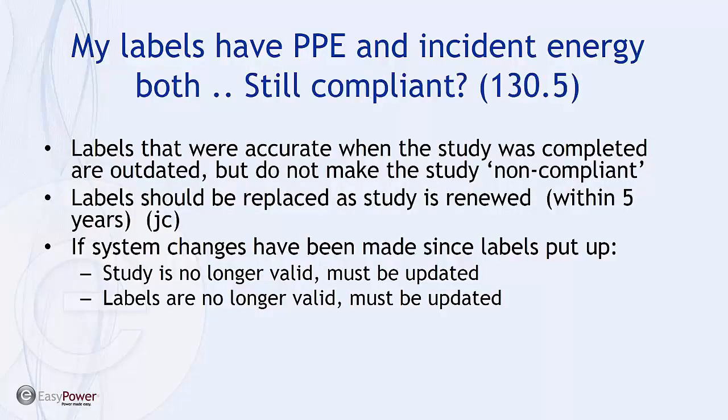Labels should be replaced as the study is renewed, sometime within the 5-year limit or the recommendation. However, if system changes have been made since the labels were put up, then one, the study is no longer valid because it must be updated with major changes to the system. And secondly, the labels are no longer valid because of that change and they must be updated. So there's some overlapping responsibilities here.